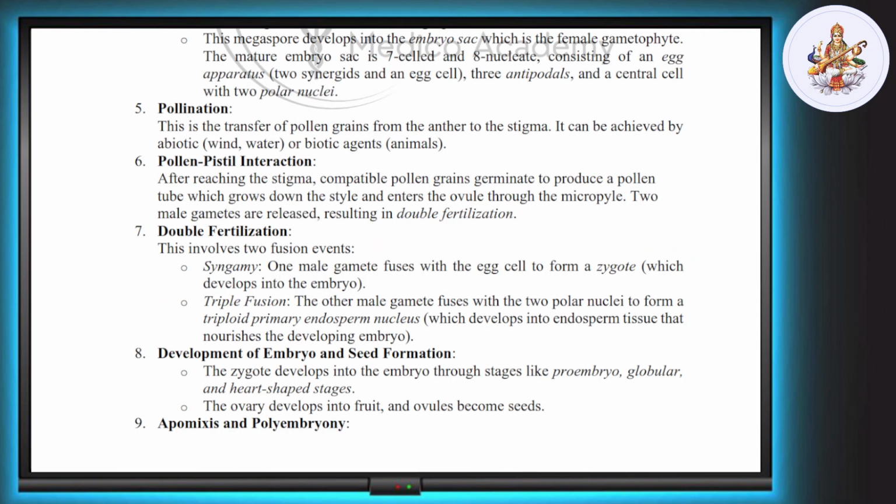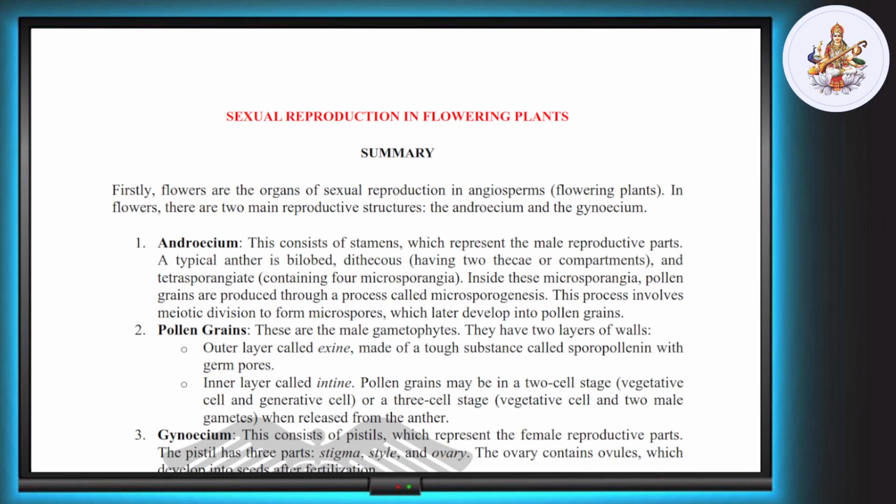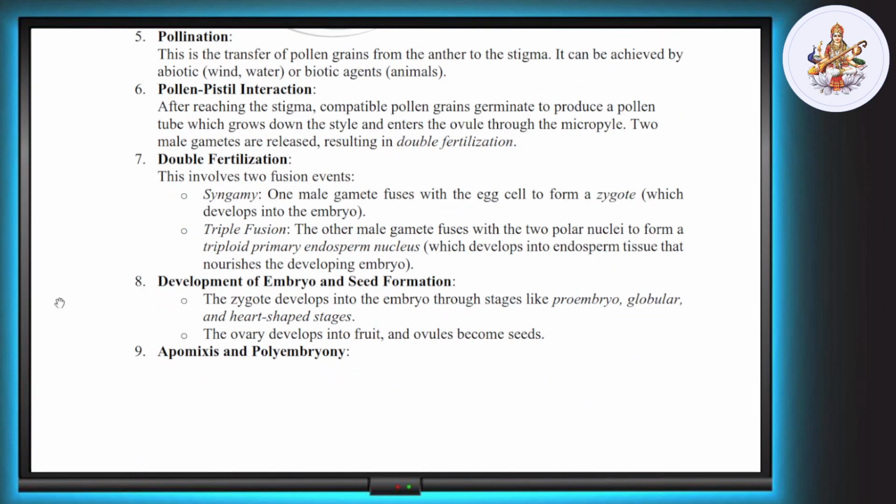Double fertilization involves 2 fusion events. In syngamy, 1 male gamete fuses with the egg cell to form a zygote, which develops into the embryo. In triple fusion, the other male gamete fuses with the 2 polar nuclei to form a triploid primary endosperm nucleus, which develops into endosperm tissue that nourishes the developing embryo.